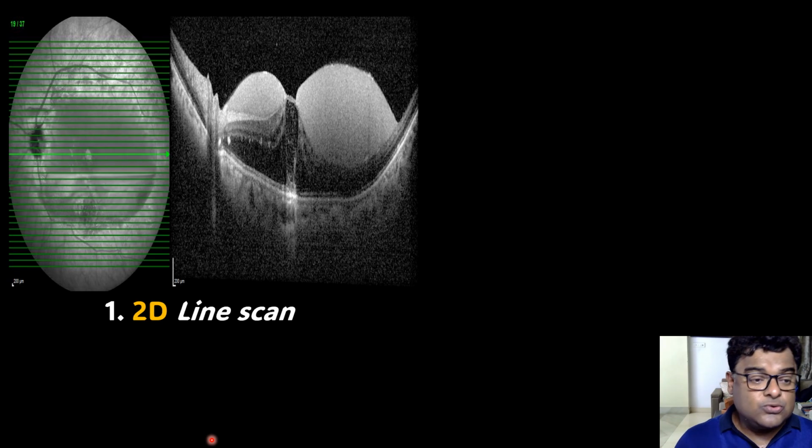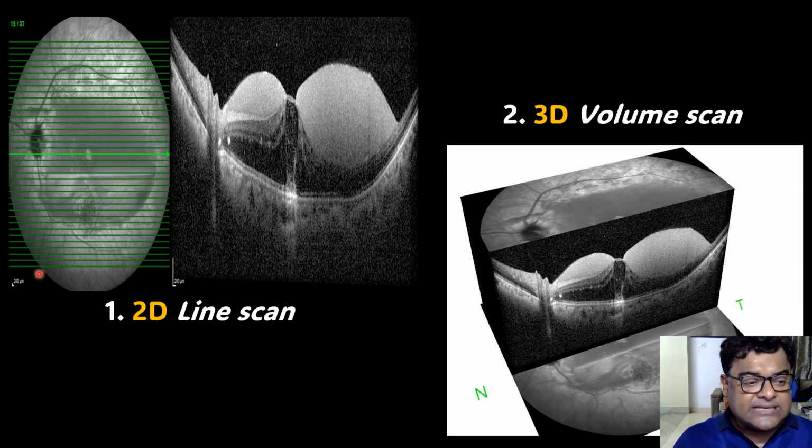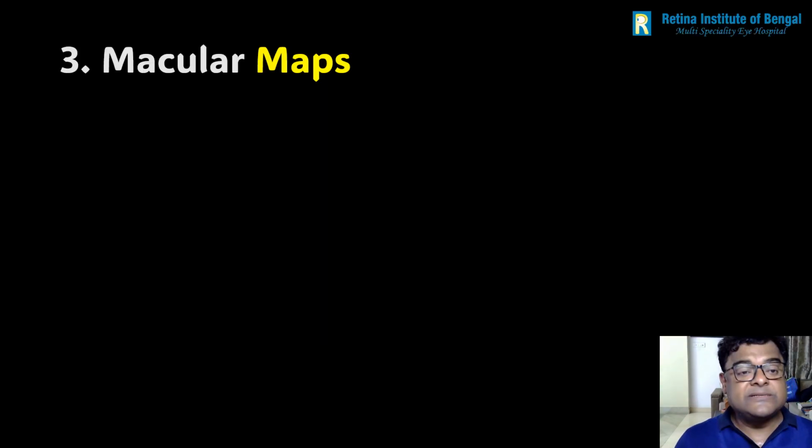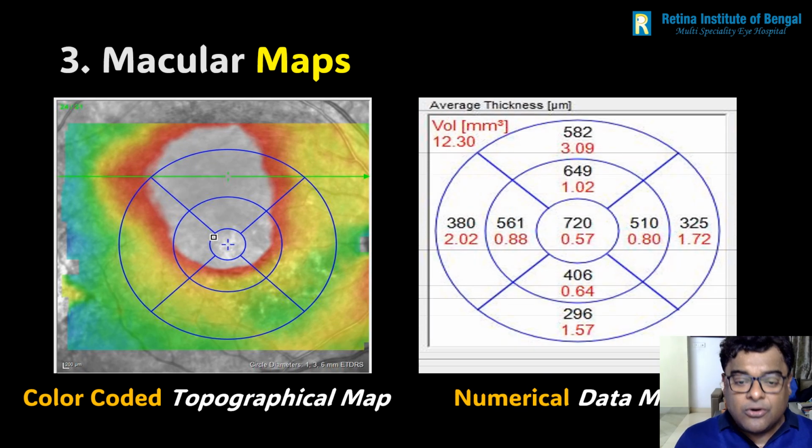This data can then be represented as a 2D scan or a 2D line scan. You can see the reflectance image, which is clearly showing that this particular 2D scan belongs to this line, and the machine has already scanned all the areas here using a macular cube protocol. Or if you want, you can use all these B scans to generate a 3D volume scan like this, or the data can be represented as macular maps. This can be a color coded topographical map or a numerical data map.